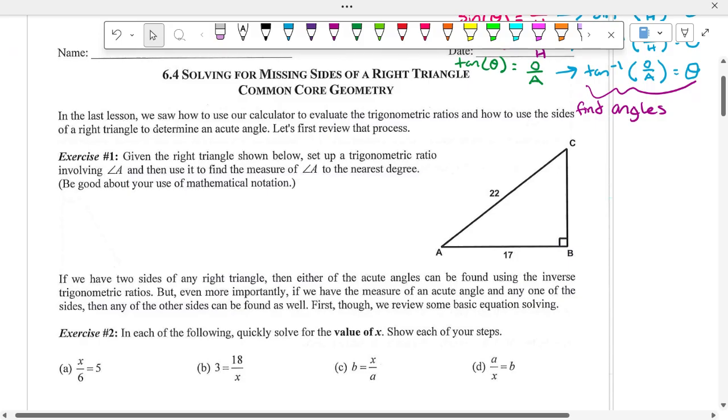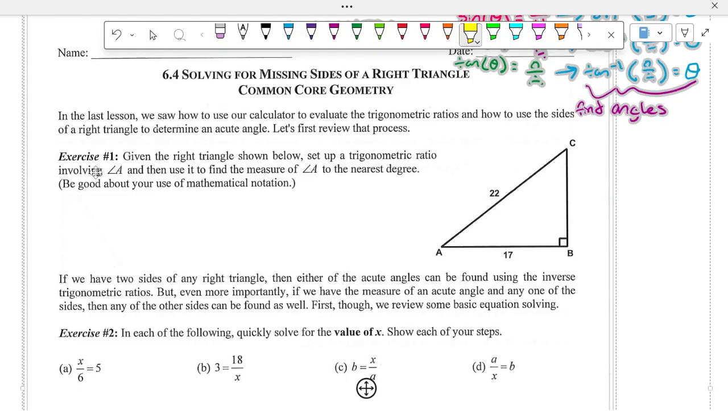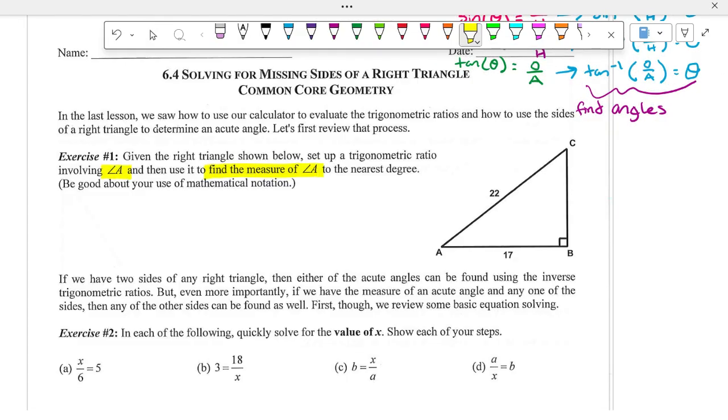So given the right triangle shown below, set up a trigonometric ratio involving angle A and use it to find the measure of angle A to the nearest degree. So first off, here's angle A. We're going to call it theta. And remember, what's the first thing I always tell you to do whenever you do any trig problem? Right, label the sides.